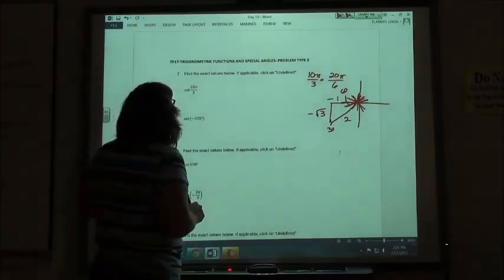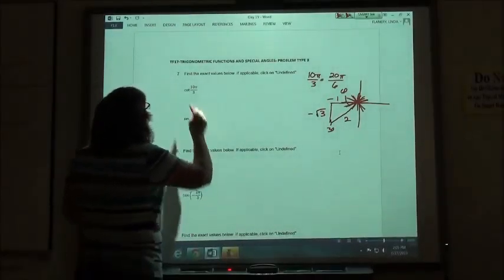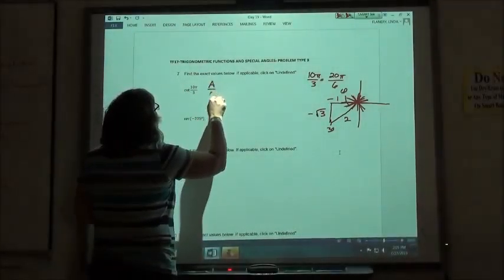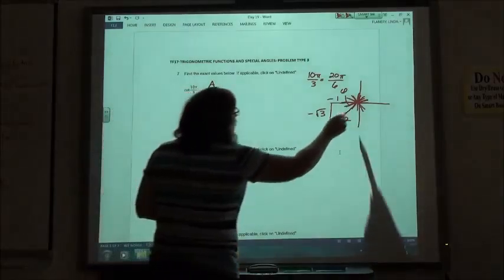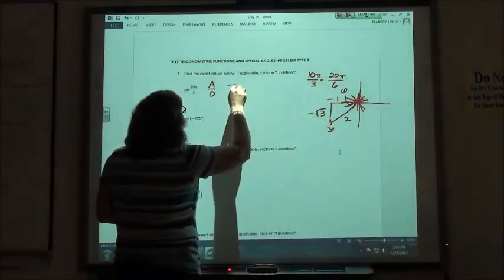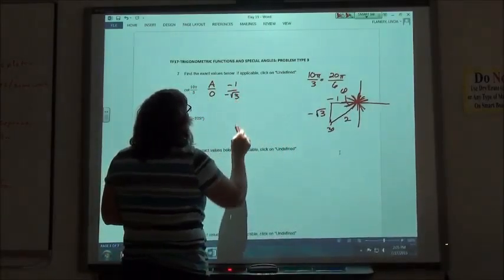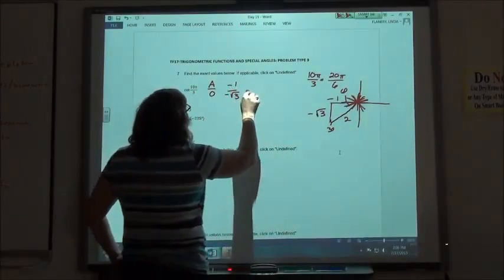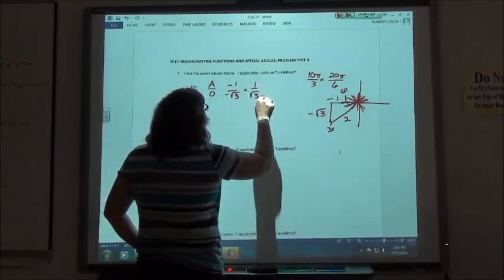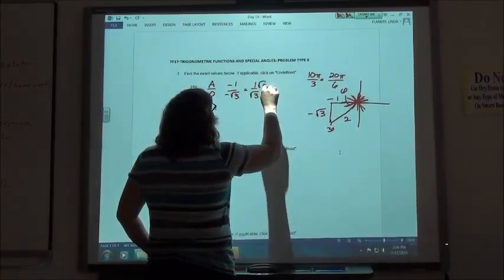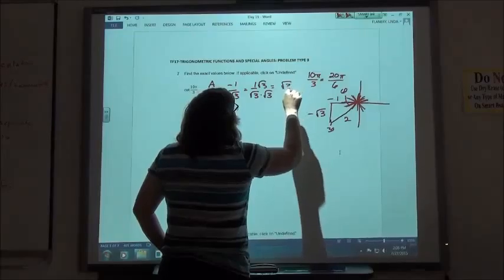My cotangent. On my cotangent, I'm going to have the adjacent over the opposite. So my adjacent is -1. My opposite is negative square root of 3. Since I have a negative over a negative, it's going to be 1 over the square root of 3. And if I rationalize my denominator, I'm going to get the square root of 3 over 3.